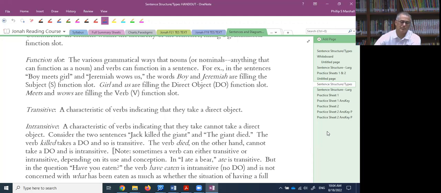So if we take a sentence like "Boy meets girl," that's one of your examples here. "Jeremiah wows us." These both have the same grammatical structure. And in each of them respectively, boy and Jeremiah are filling the same function slot, aren't they? Their function slot is the subject function slot. So boy is the subject, Jeremiah is the subject of wows. Girl and us are both filling the same function slot of direct object, and then the verbs, meets and wows, are both filling the verb function slot.